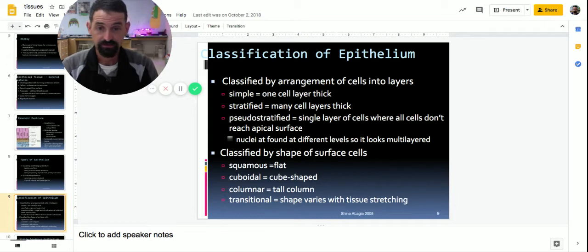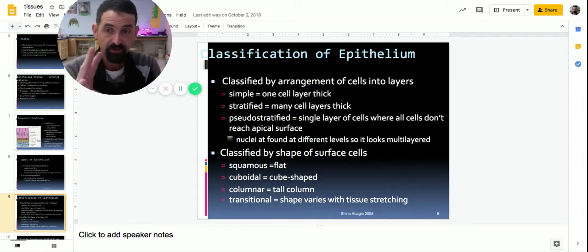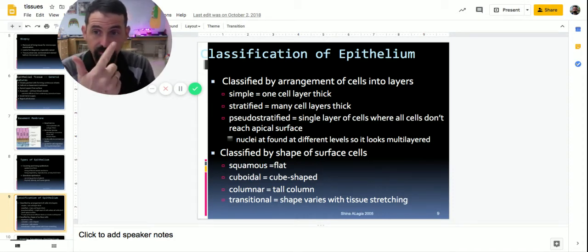So let's take a look first off at covering and lining epithelium, and let's look at how it is classified based upon how it is arranged. There are two different things to look at. You look at the shape of the cell and you look at how many layers. So the first part is arrangement of cells into layers. Does it have one layer or more than one layer? One layer is just referred to as being simple, cells one layer thick.